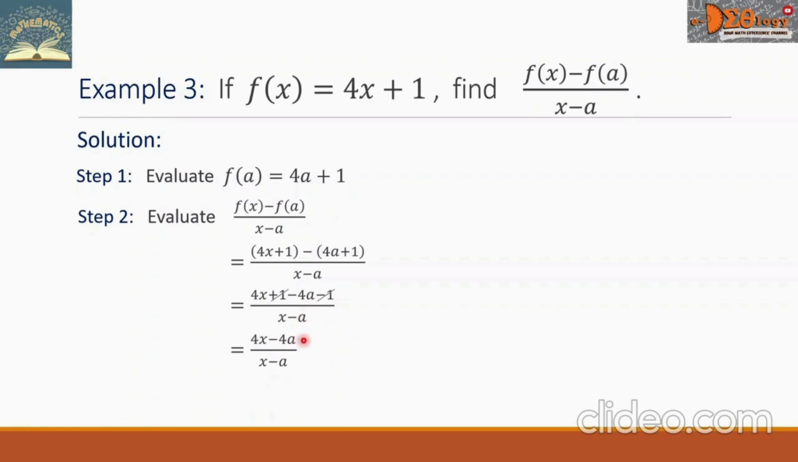Notice that in our numerator, there is a common factor, and that is the value 4. So, we factor out our numerator, 4 times x minus a all over x minus a. And we see here that our binomial x minus a is common to numerator and denominator. We can cancel it out. Finally, the answer is 4.